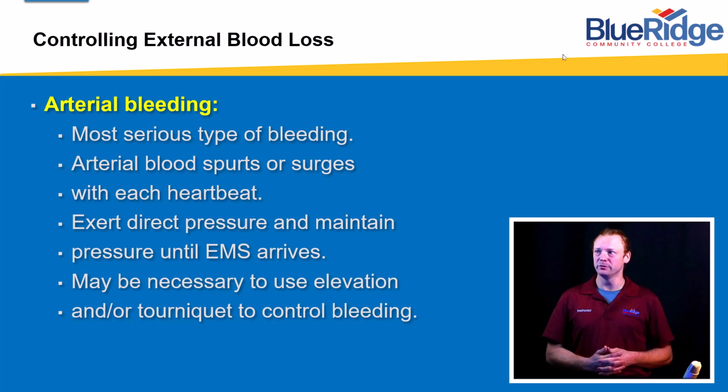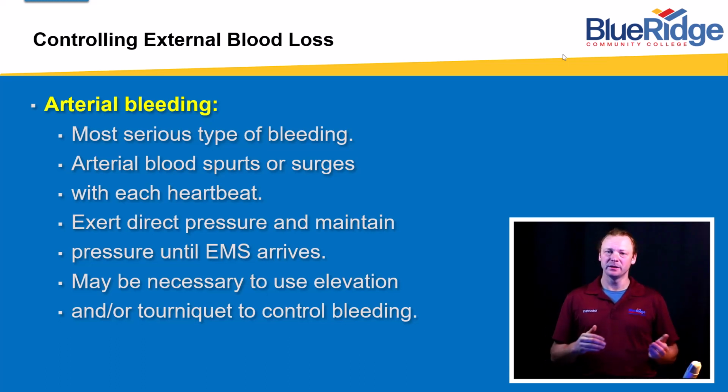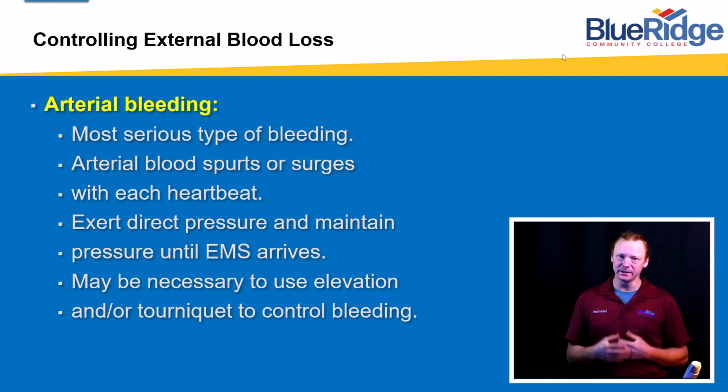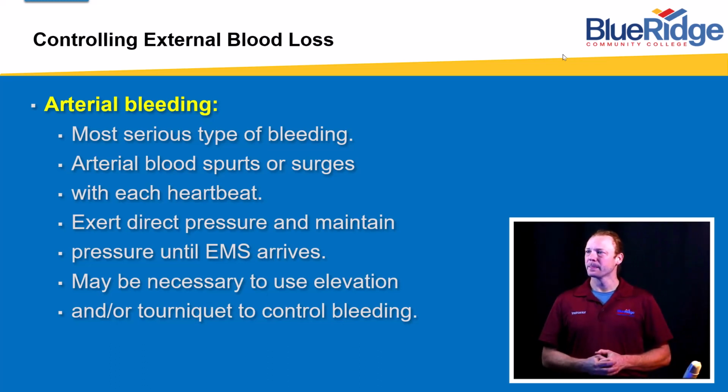Arterial blood usually spurts or surges. If it is a retracted artery, it may appear to be an oozing type of bleeding, but it's typically a very bright red, oxygen-rich blood, and it comes quickly. So exert direct pressure and maintain that pressure until EMS arrives.